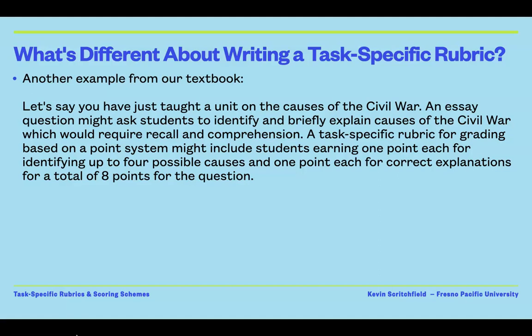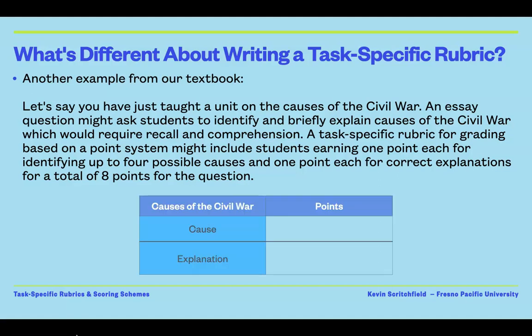A task-specific rubric for grading based on a point system might include students earning 1 point each for identifying up to 4 possible causes and 1 point each for correct explanation for each of those causes. That makes a total of 8 points for the question. So you're breaking down the question into point values based on what they've included in their response.